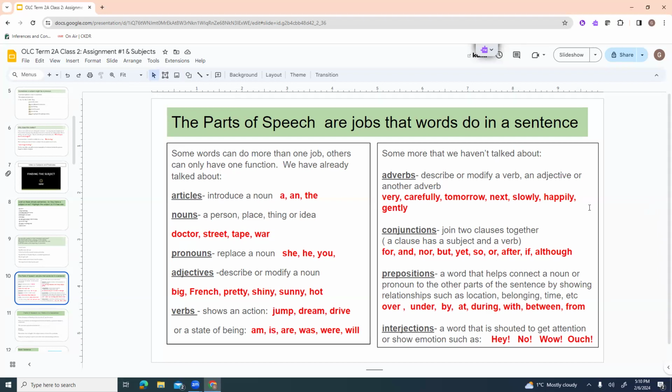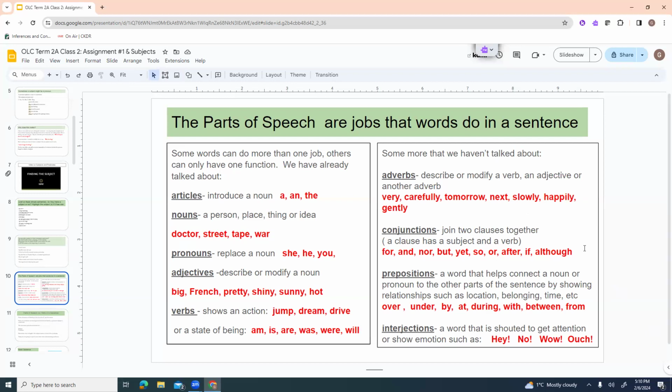Now, those are ones we talked about. These are the newer ones we're going to be talking about today. Adverbs. Adverbs can describe or modify a verb. They can also modify an adjective or another adverb. So things like very, carefully, tomorrow, next, slowly, happily, and gently. I find the ly ones are easy to identify, but words like tomorrow, sometimes we don't recognize those as adverbs.